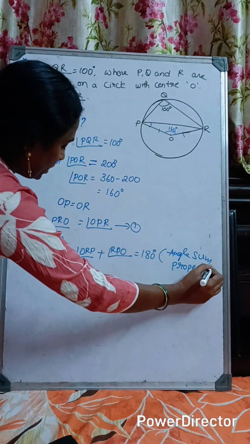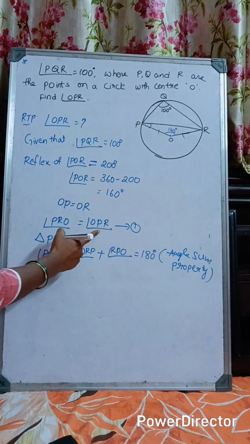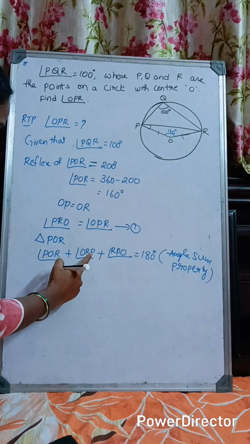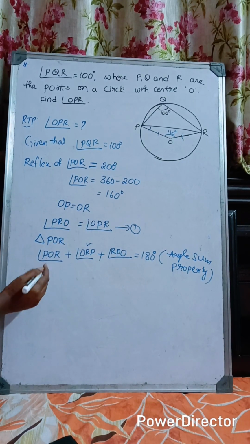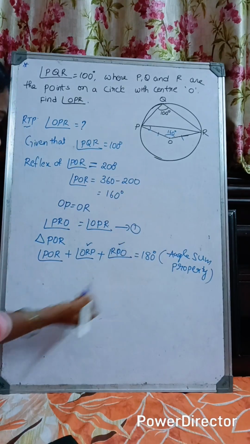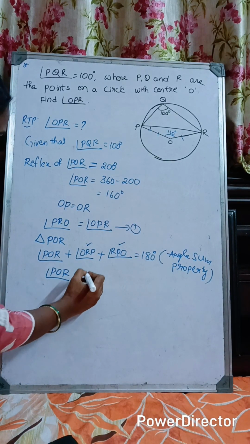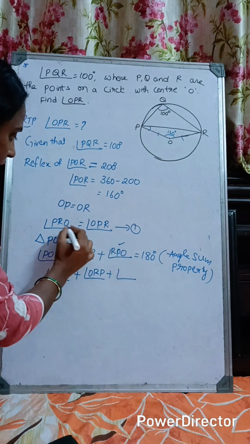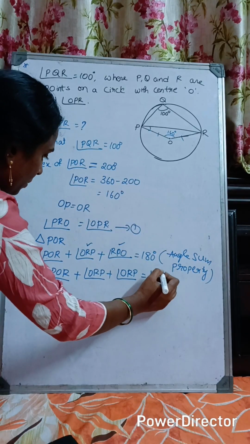Angle sum property here. As we understood, PRO is equal to PRO. So, PRO is equal to what? OPR. That means these two angles are equal. Now, OPR plus ORP plus this also, what can I write? These two are equal to each other, right? Then we can write this also ORP.